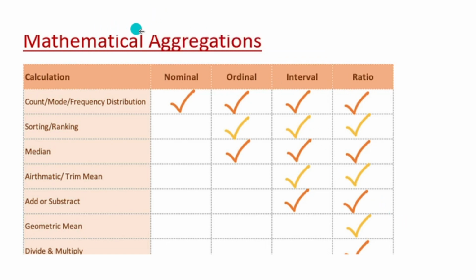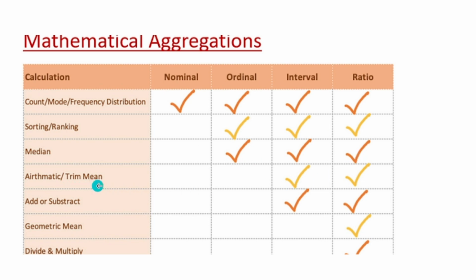So now let us look into detail about the mathematical aggregation, which is used to evaluate the nominal, ordinal, interval and the ratio based data. The calculations which involve count, mode and frequency distribution can be done for all these four types of data. Whereas sorting and ranking cannot be done for nominal data, it can be done only for ordinal, interval and ratio based data. Similarly, the median calculation we cannot do for nominal data. We can do it only for ordinal, interval and ratio based data.